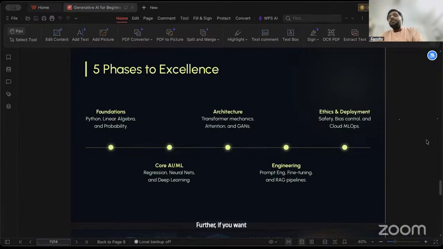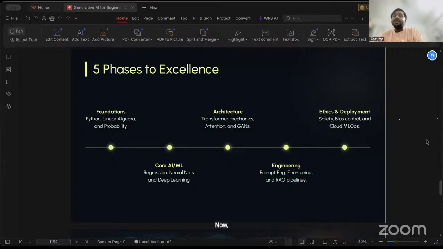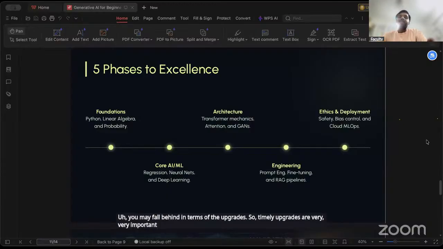Further, if you want to go for deployment, I would suggest you explore any of the cloud environments. You can go for AWS, you can go for Azure, anything, and then you can have MLOps as well. Now, agentic ops are also there in the market. So upgrades are coming at lightning speed. The AI revolution is going on so fast that making yourself upgraded is very, very crucial in this space. Otherwise, you may fall behind. So timely upgrades are very important in the field of AI.